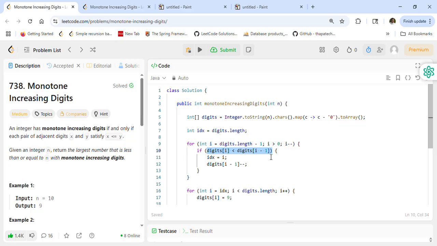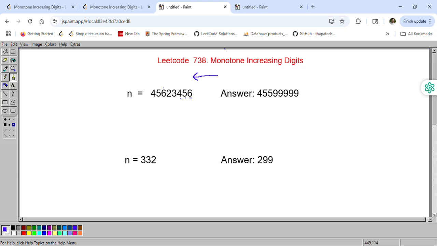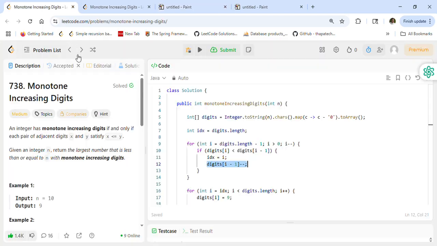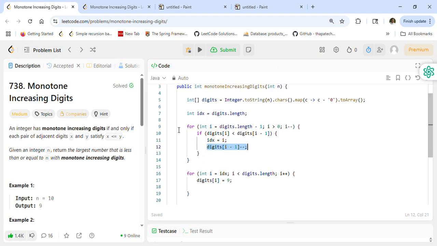Whenever you find that it's breaking the property, you will catch that index into idx, and you will reduce that digit by 1. This is what we have done here. You understood that it's breaking the property here, so you reduce that 6 to 5 basically, and you kept going, correct. So that's what it does. And so here is the one for loop that you will need.